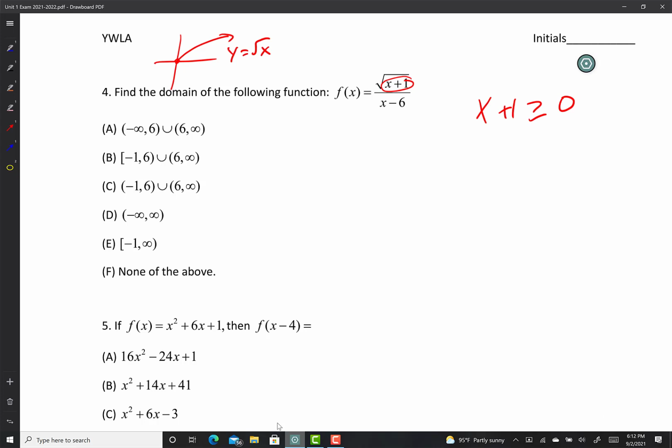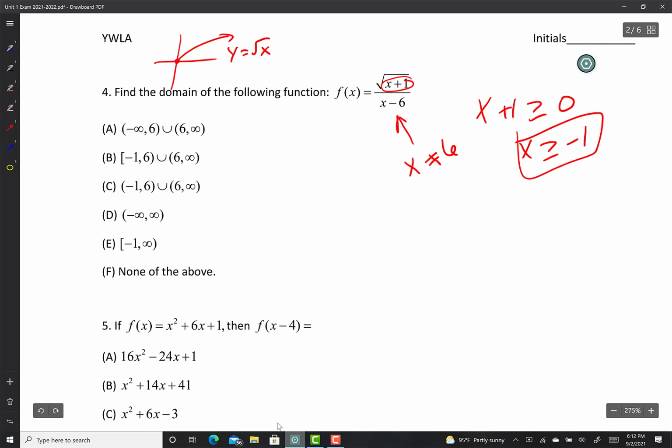And you can equal 0. So let's see, x is greater than or equal to negative 1. So there it is. Now, remember, you can't divide by 0, right? So x cannot equal 6. If this were free response, this would be the answer, and that's perfectly acceptable.